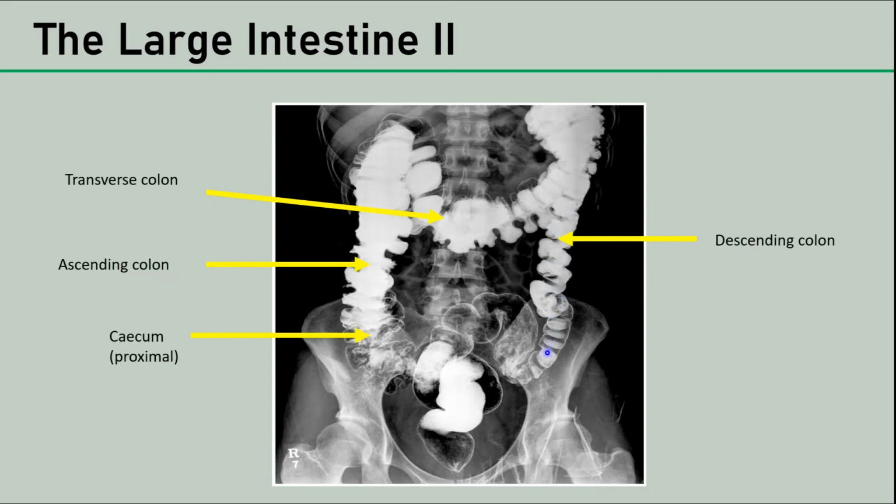As we reach the bottom, we are reaching the sigmoid colon. So this sigmoid is down here, and it's making this giant S shape. Now we can see here that this isn't as bright as the rest, and that's because the sigmoid colon likes to fill up with gas.